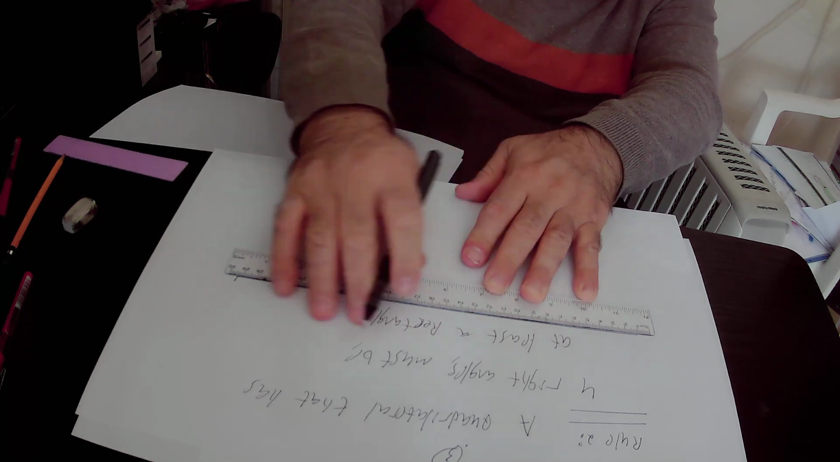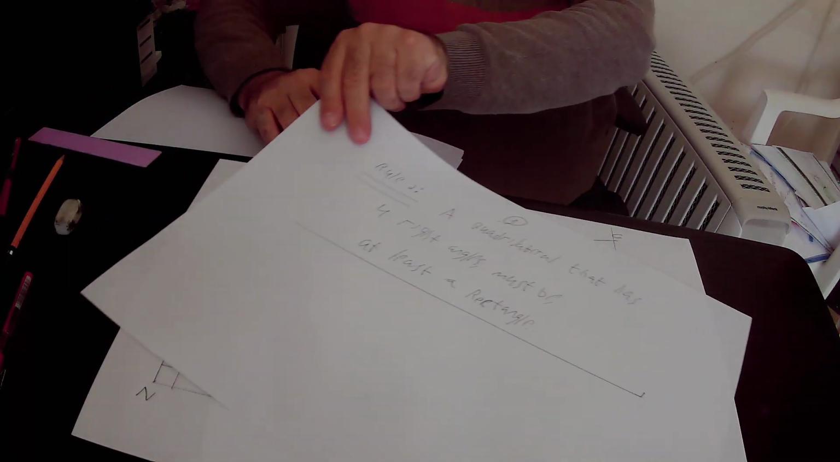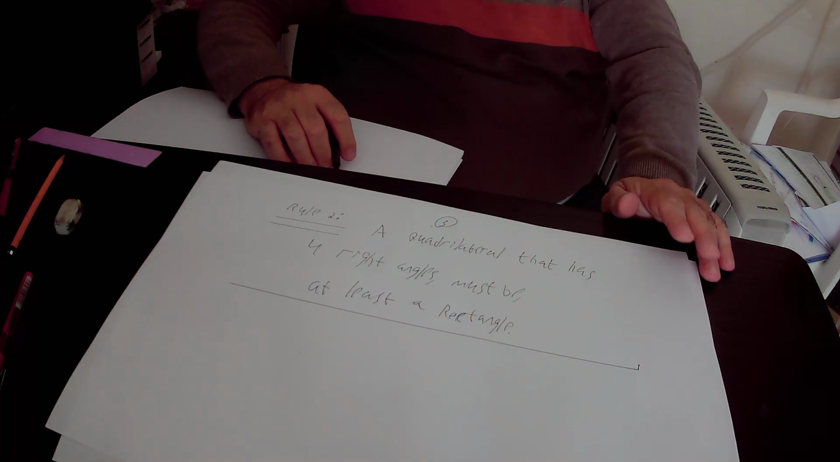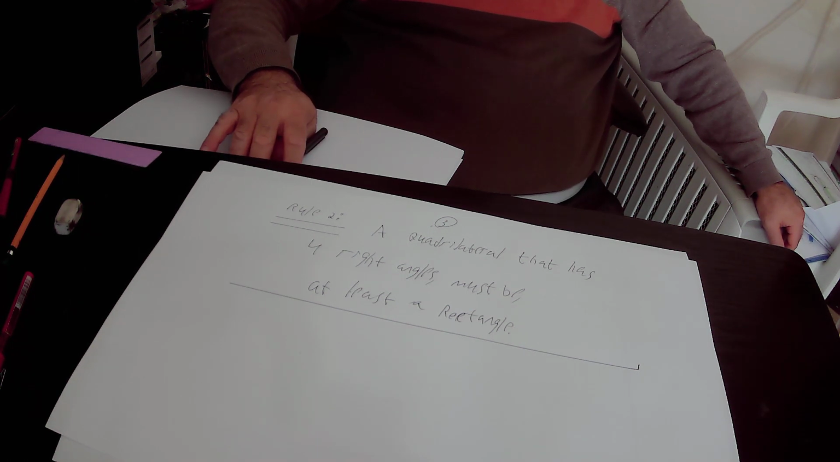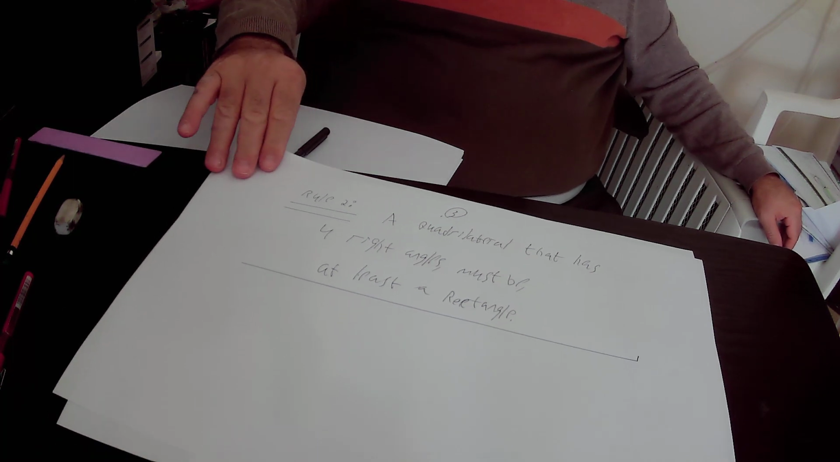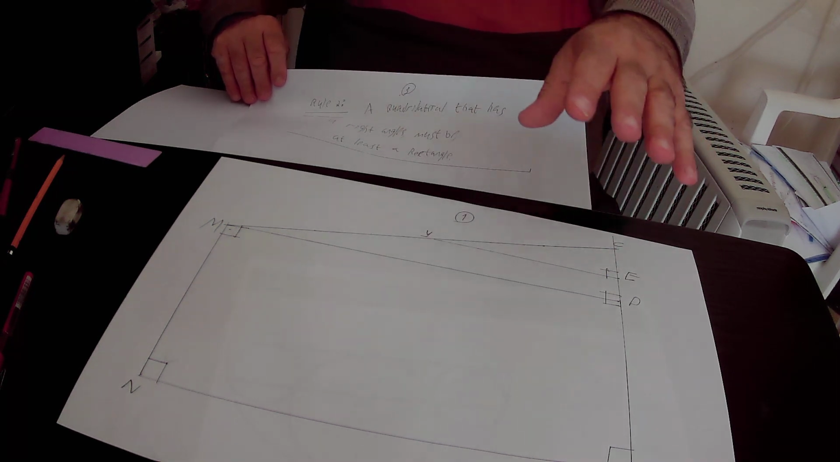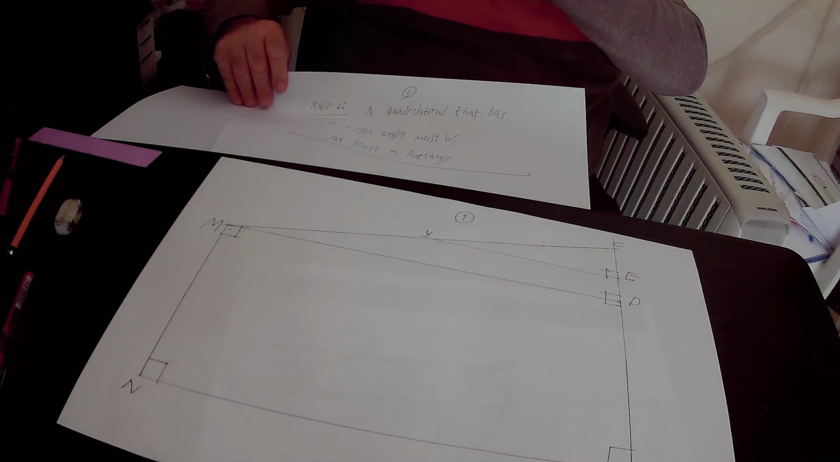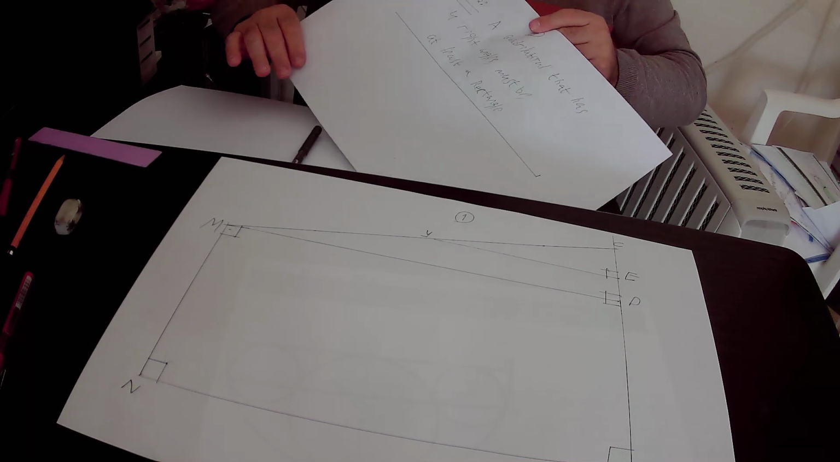So I will read rule number 2 again. Rule number 2 states that a quadrilateral that has four right angles must be at least a rectangle, if not a square. Okay, so our quadrilateral MDON that has four right angles must be at least a rectangle. And we also have rule number 3.